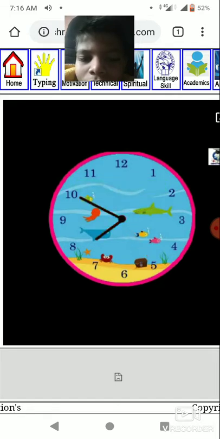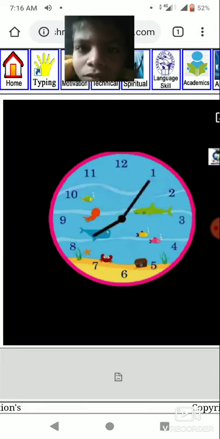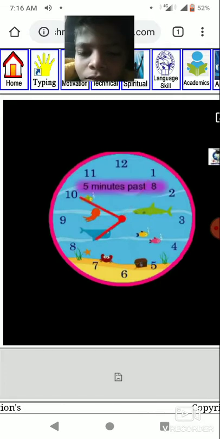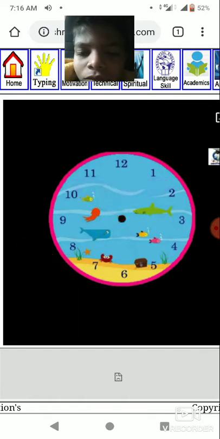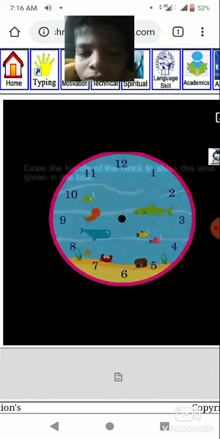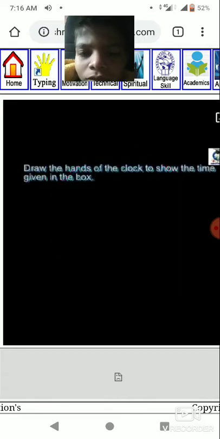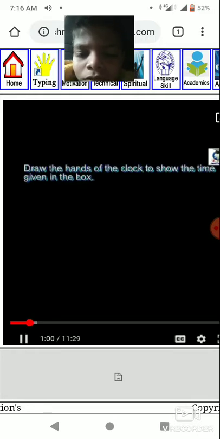And what is this time? 50 minutes past 7. What about this clock? 5 minutes past 8. Very good. Now look at these clocks. They don't have any hands. You have to draw the hands of the clock to show the time given here.